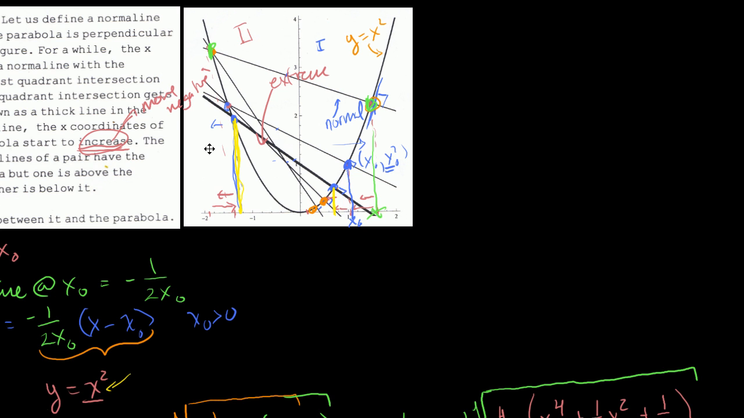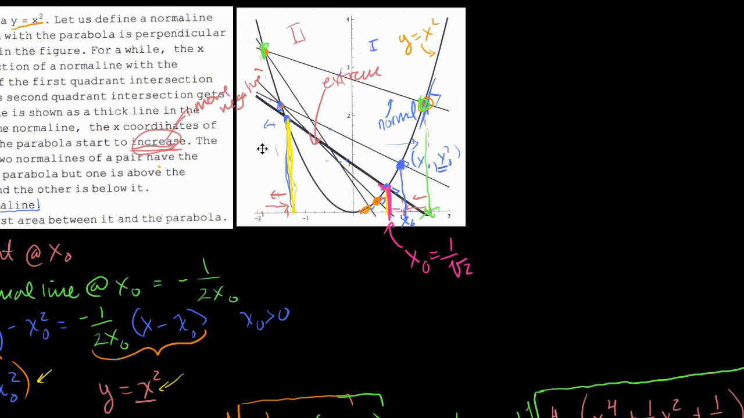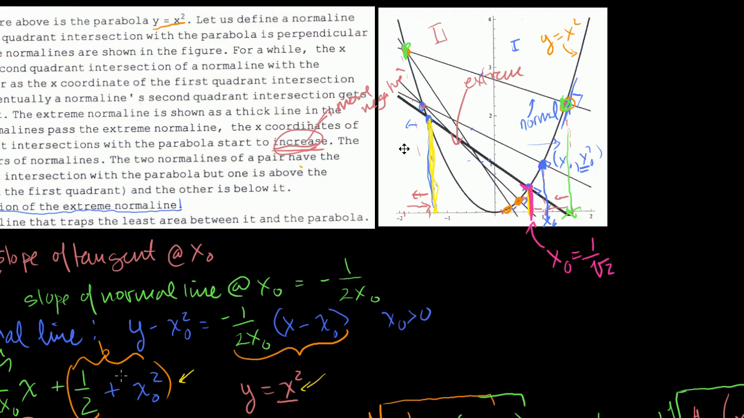This value right here. Let me do it in a nice deeper color. This value right here that gives us the extreme normal line, that over there is x naught is equal to 1 over the square root of 2. Now, they want us to figure out the equation of the extreme normal line. Well, the equation of the extreme normal line, we already figured out right here. It's this. The equation of the normal line is that thing right there. So if we want the equation of the normal line at this extreme point right here, the one that creates the extreme normal line, I just substitute 1 over square root of 2 in for x naught. So what do I get?